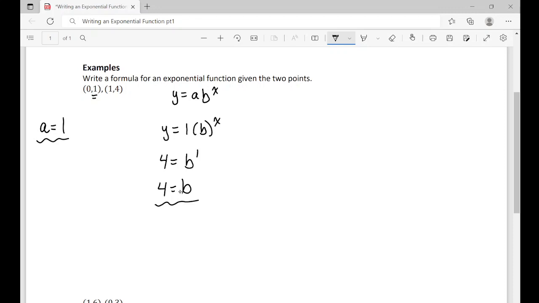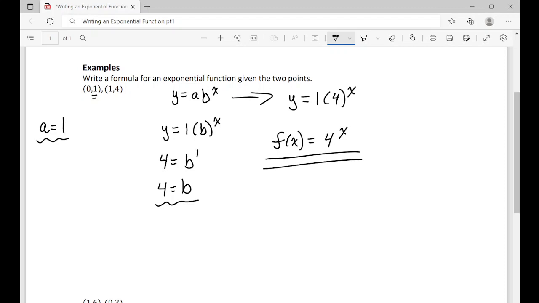So now I have a, I have b, and so I can plug it into my form to get my exponential function. So I'm going to get y equals 1 times 4 raised to the x. And again, I don't need the coefficient of 1 because it's already understood. And I'm going to change this from y to f of x because it's asking for an exponential function, so we're going to put it in function notation. So f of x equals 4 to the x. And here is my answer for these 2 points.